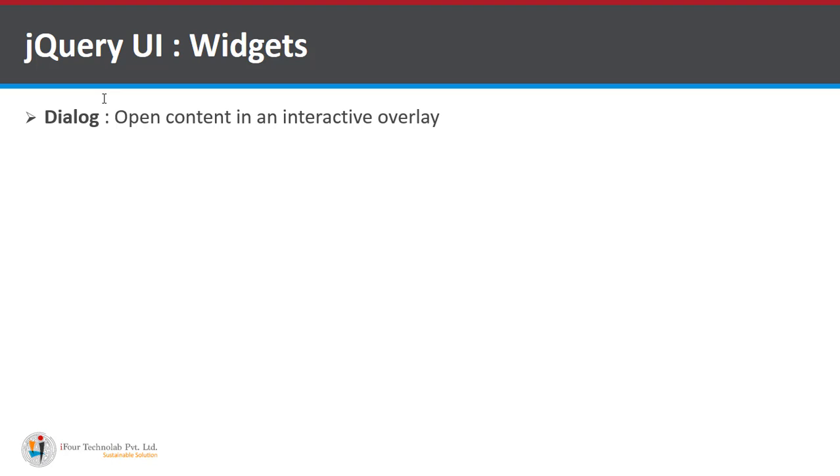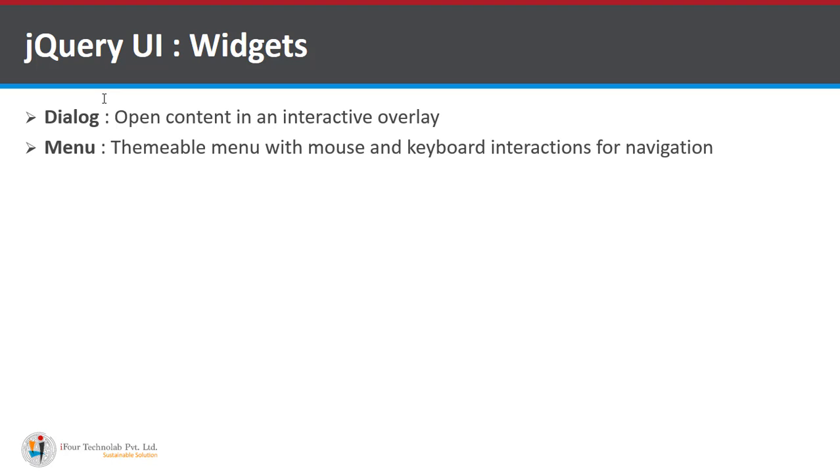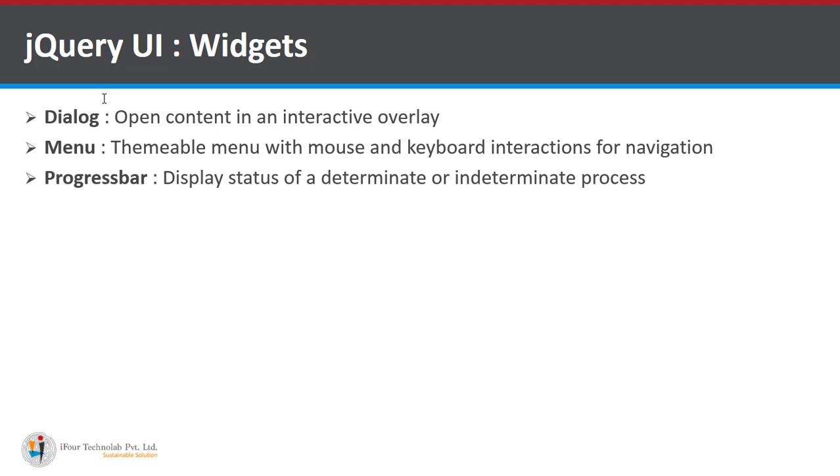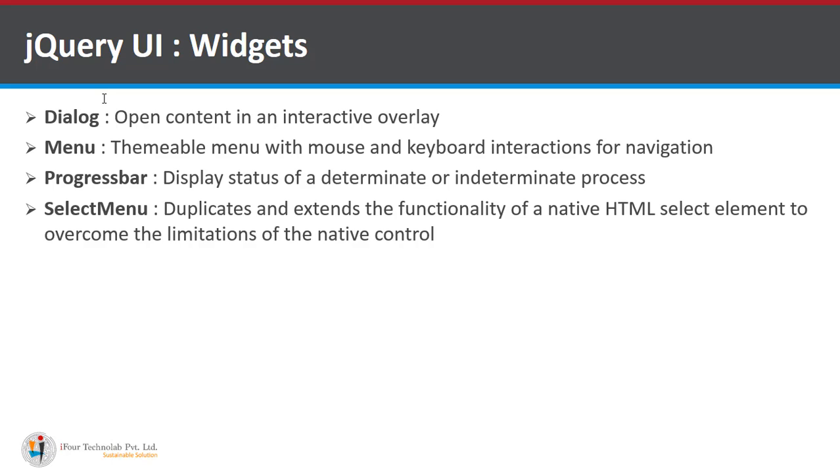Dialog opens content in an interactive overlay. Menu is a themeable menu with mouse and keyboard interaction for navigation. Progressbar displays the status of a determinate or indeterminate process. Selectmenu duplicates and extends the functionality of a native HTML select element to overcome the limitations of native controls. Slider: drag a handle to select a numeric value.